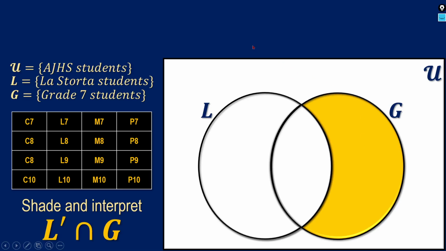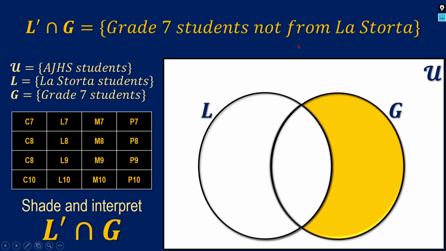Question is, how should it be interpreted? No? Sino itong mga to? Remember, it's L prime, so not last torta, and intersection is and, no? And grade 7. So, ang interpretation natin dito ay, no? Grade 7 students who are not from last torta. Right? So, ating table, sino itong mga to? Grade 7 na hindi last torta. Si Cardoner 7, Montserrat 7, Pamplona 7. Tama? Yan yung L prime intersection G. Okay. Next.